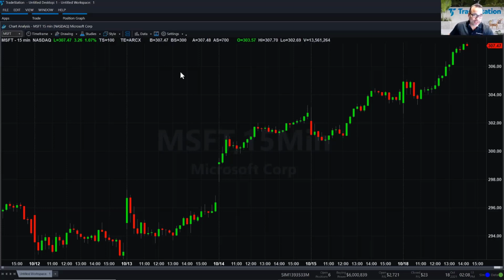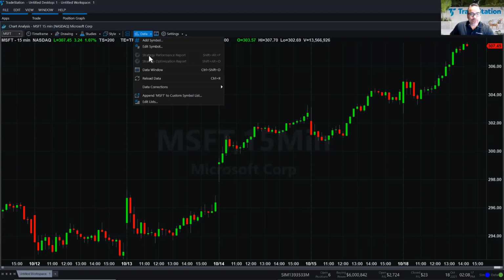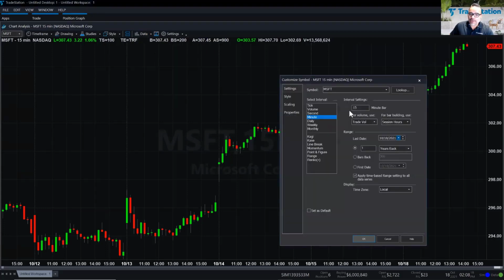If you want to know exactly how to do that, just go to Data right here at the top of the chart and go to Edit Symbol. And right in here, you can see that I have minutes selected, 15 minutes, and I have here for the range 1 year back. And you can just choose how much historical data you want to have.